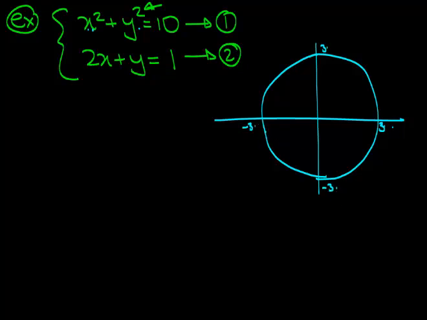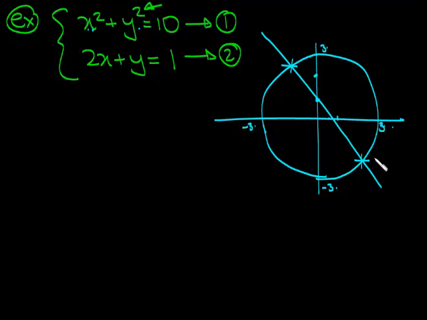Okay, and then this is just a line. The y-intercept is 1. Okay, and the x-intercept is 1/2. So it's a line that goes like this. So we're looking for points of intersection. Once again, we have 2 points of intersection. So let's find those.